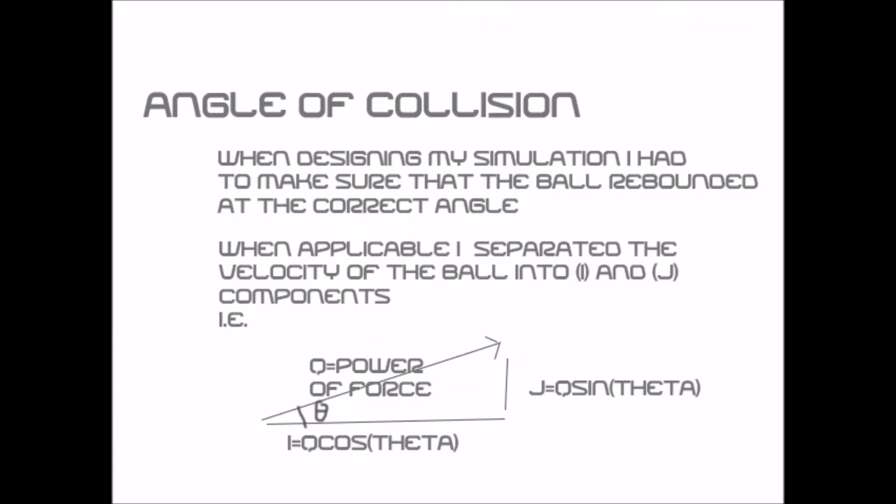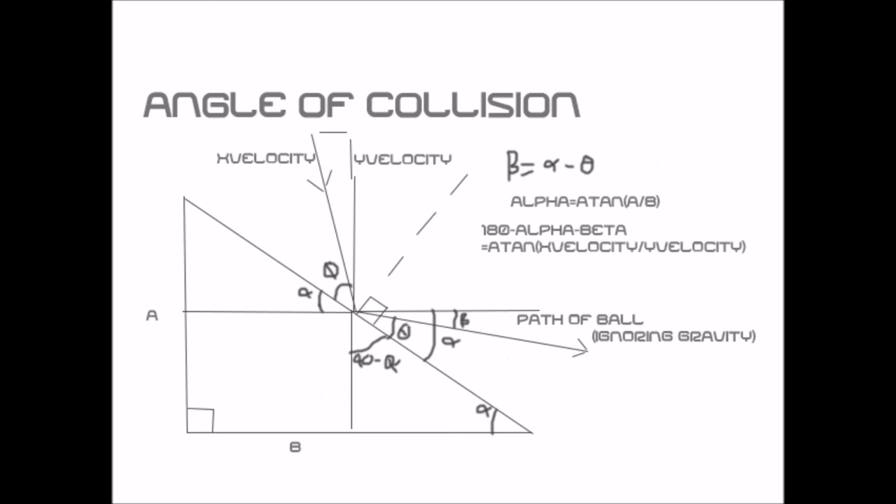When designing my simulation, I had to make sure the ball rebounded at the correct angle. When applicable, I separated the velocity of the ball into i and j components, i.e. j equals q sine of theta and i equals q cosine of theta. This is a representation of some of the maths that would take place inside the simulator.